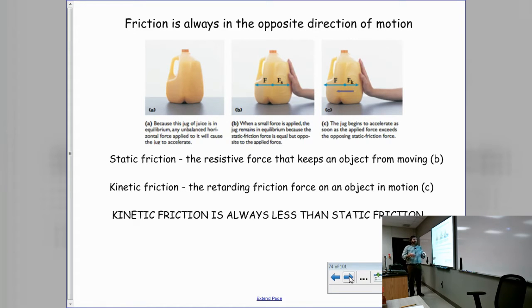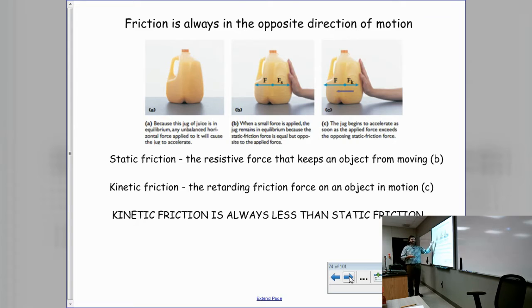Static friction is the resistive force that keeps an object from moving in the first place, and kinetic friction is a type of friction in which the object is already moving, and it inhibits that motion. Kinetic friction is always less than static friction as well. You probably have some everyday experiences with that. It's harder to get something to move than it is to keep it moving. If you've ever moved furniture, you would probably be aware of that.